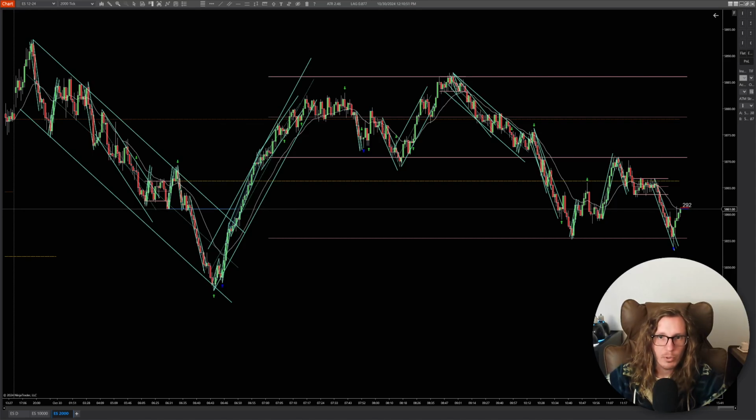Today is October 30th, 2024. This is the chart lesson for the ES 2000 tick chart. And even though it was a pretty wild day, the volume was actually lower than you'd think. So these bars took a little bit longer than normal to print. So I do want to call that out.